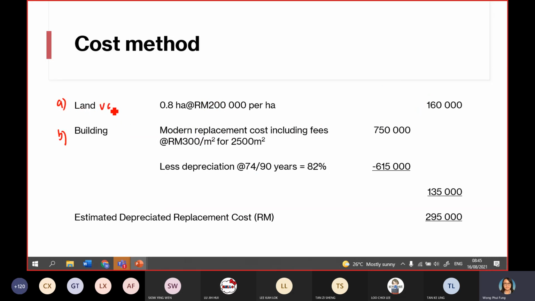First, you calculate the land value. You use the area times the cost. So you get this value, 0.8 hectare times 200,000 per hectare. So that is your land value. Then the building value, you just use the area times the cost. Then you get 750,000. This is the new building value.